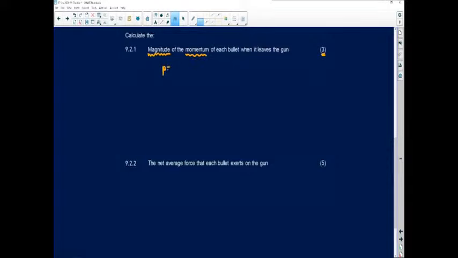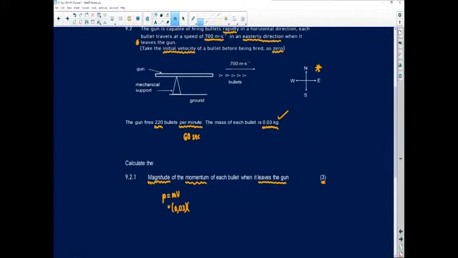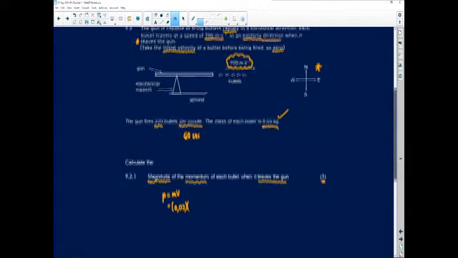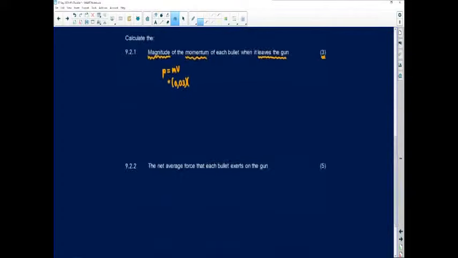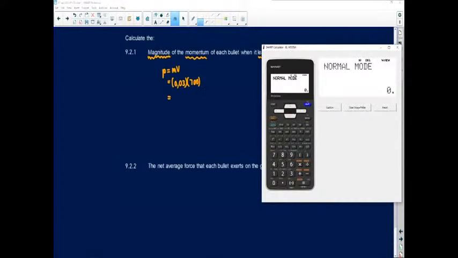So momentum is the product of an object's mass and velocity. Remember, it is a small p. The mass of each bullet, we were told, is 0.03. The velocity of each bullet, because they did say when it leaves the gun, is 700 meters per second. Well, if they did want the momentum of the bullet when it was still inside the gun, then that would be 0, because the velocity is 0. But that is 700. So this one is an easy one.